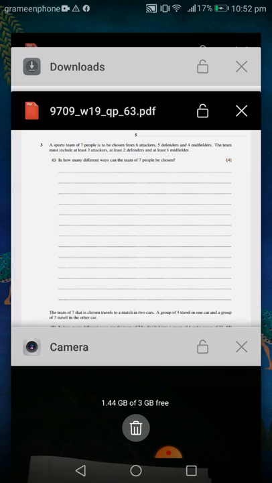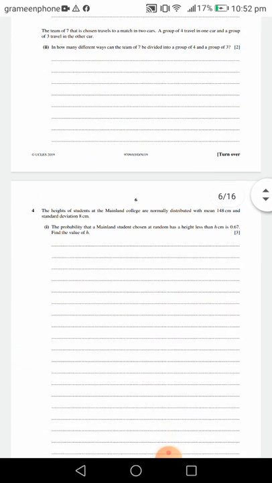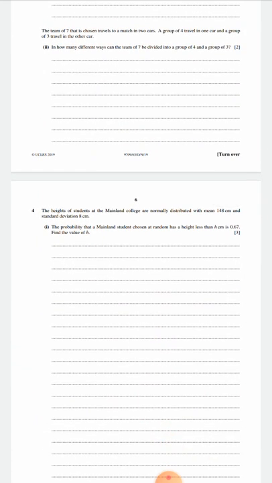Now let's go to the next question. The next question says the team that is chosen travels to a match in 2 cars.